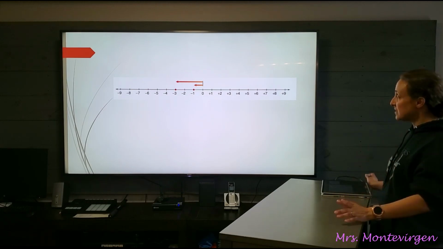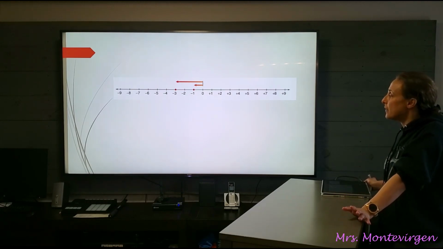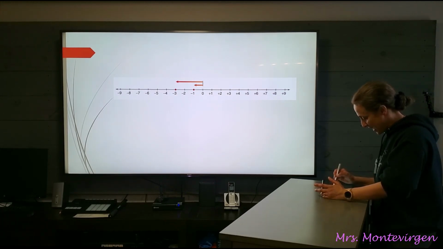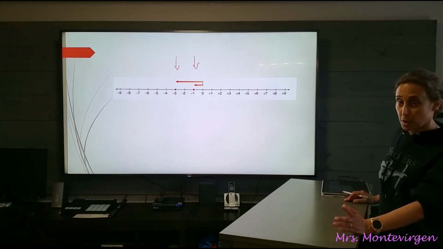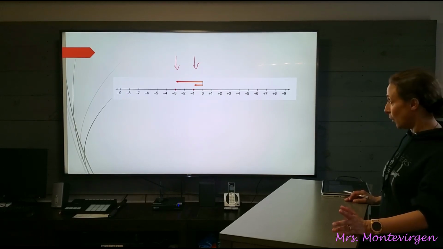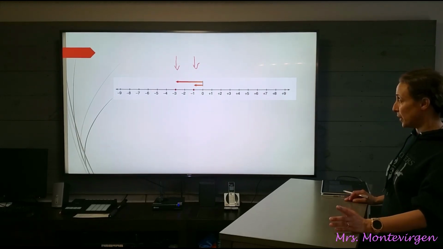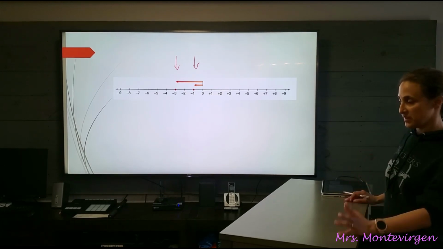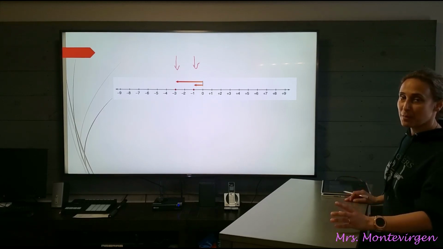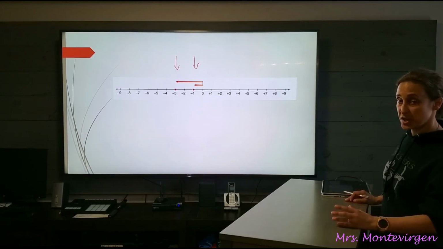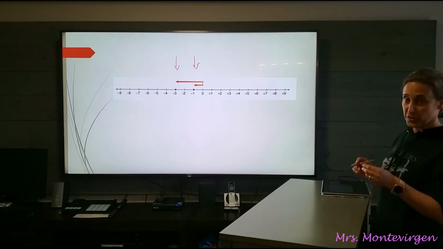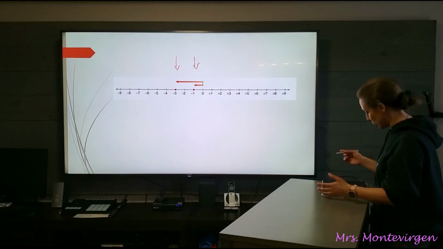Okay, now this scenario is a little bit different because now you have 2 numbers that are sitting in negative territory. I have negative 3 and I have negative 1. Both of them are below 0 and both of them are parts of a whole. Now, I just need to figure out which one is the greater number. If you remember, I said this before, the number that is closer to 0 is the larger number. So in this case, my negative 1 is actually closer to 0, so that one is my larger number.